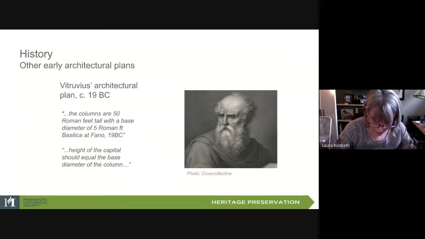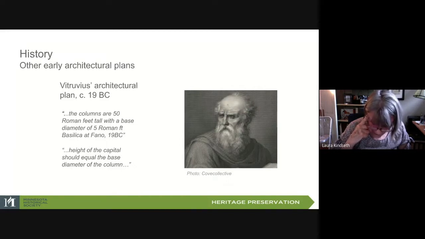So now we're jumping forward to the year 19 BC and the writings of Vitruvius, author of the 10 books on architecture, the earliest known work on architecture, and a major influence on architectural principles that remain in place today. So his name is really the one that's associated with early architecture and its development.